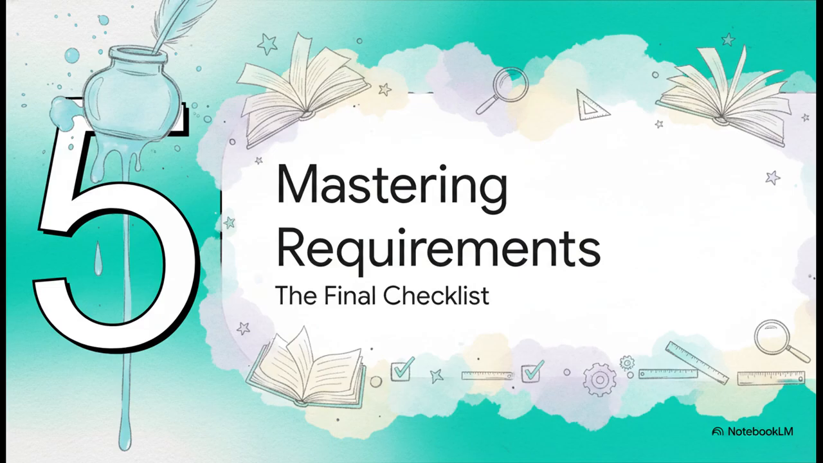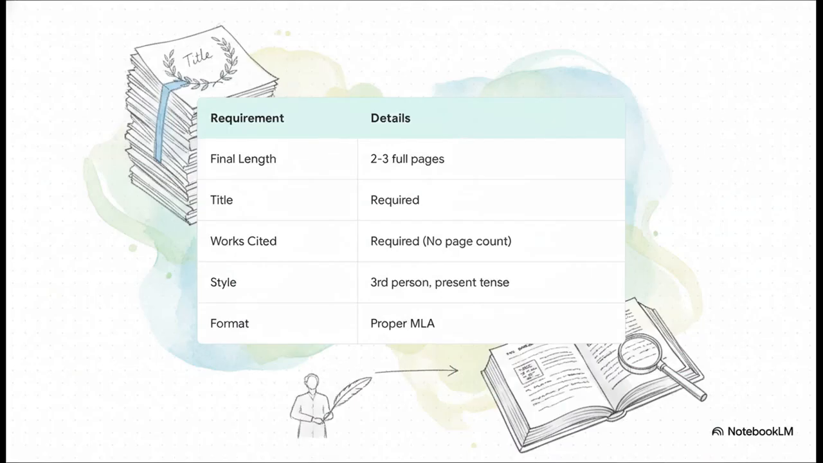All right, you have built a fantastic, solid argument. Now for the final step, making sure the whole thing is polished and meets all the technical rules. You don't want silly little mistakes to take away from your brilliant ideas. Let's just run through this final checklist real quick. You need 2 to 3 full pages for the final draft. Make sure you have a title. You absolutely need a works cited page. And remember, that page doesn't count towards your length requirement. And stick to third person, present tense, all in proper MLA format.